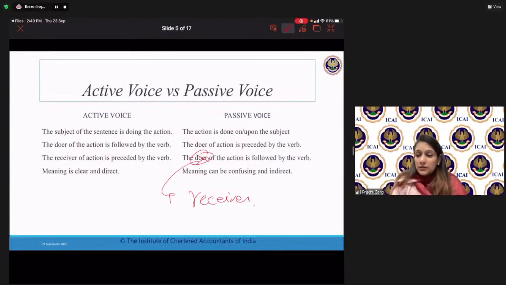Passive is where the meaning can be confusing and indirect. Now, when do we use active and when do we use passive, right? It is always recommended to use active voice because it is stronger, direct, and clear. You know what has happened exactly, right? And it should be preferred also because active voice makes things clear, concise, and it conveys the message more effectively, right?